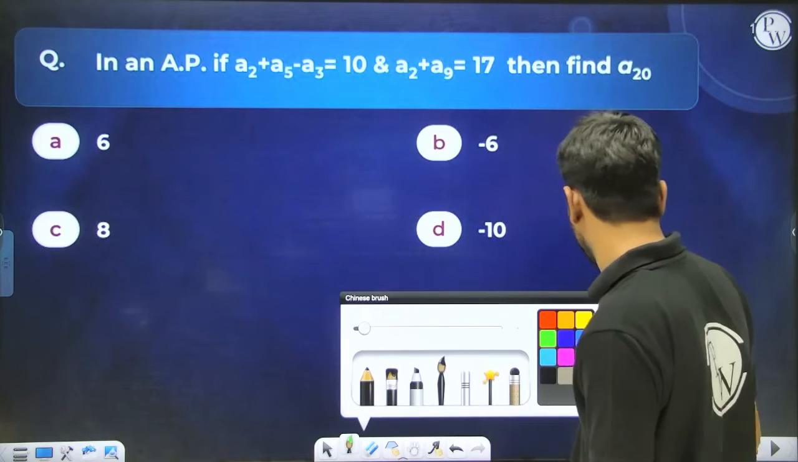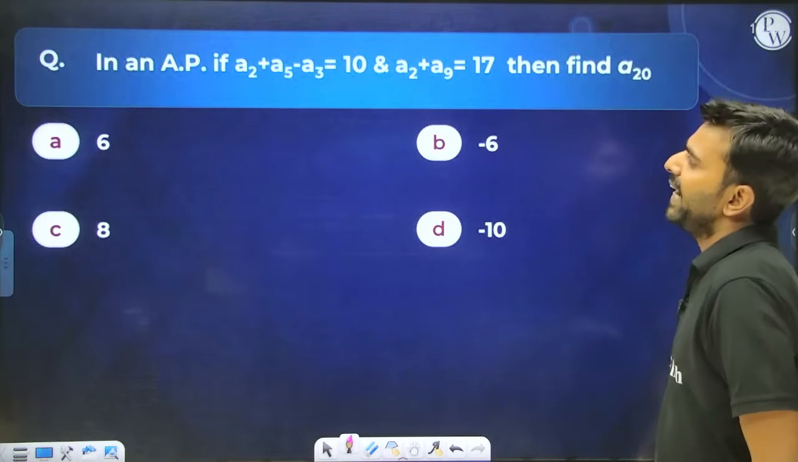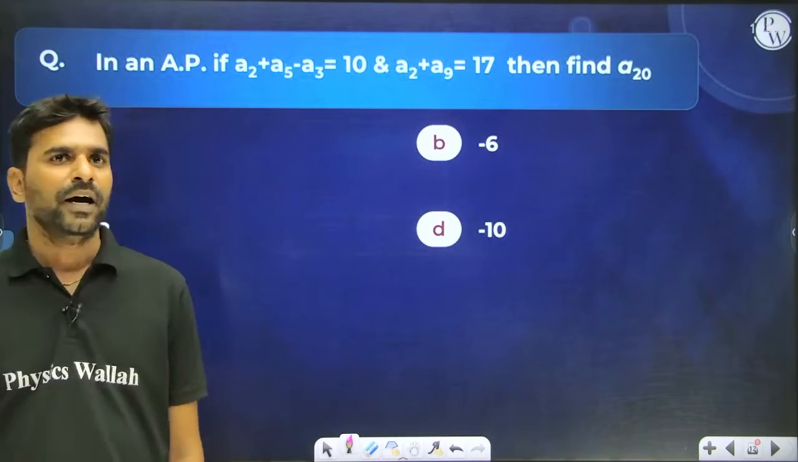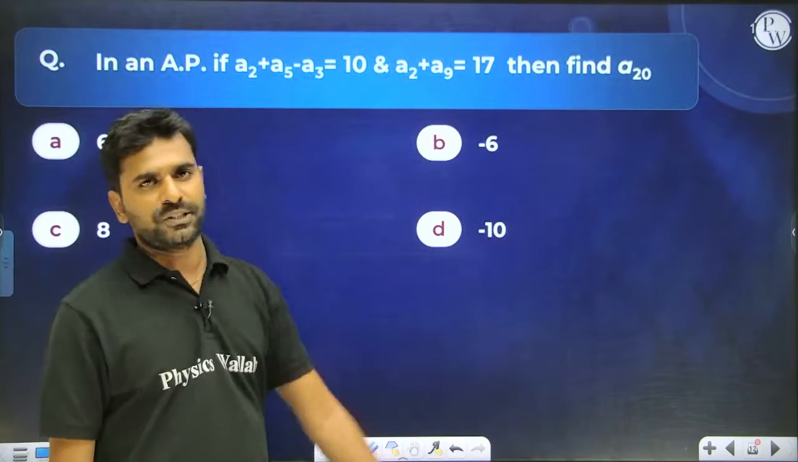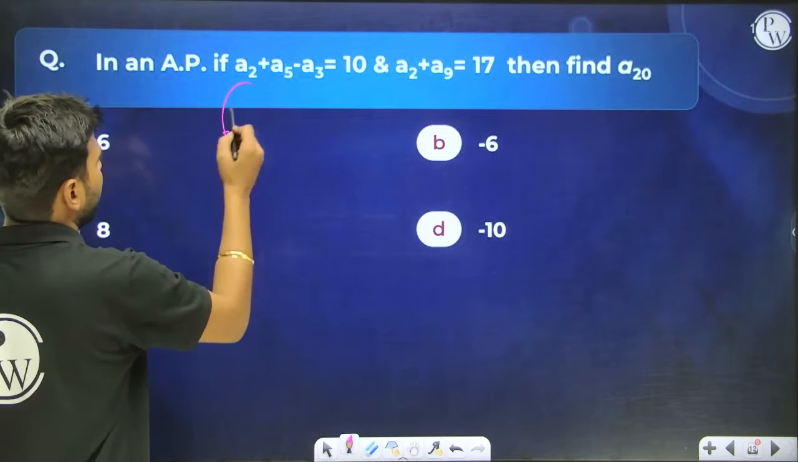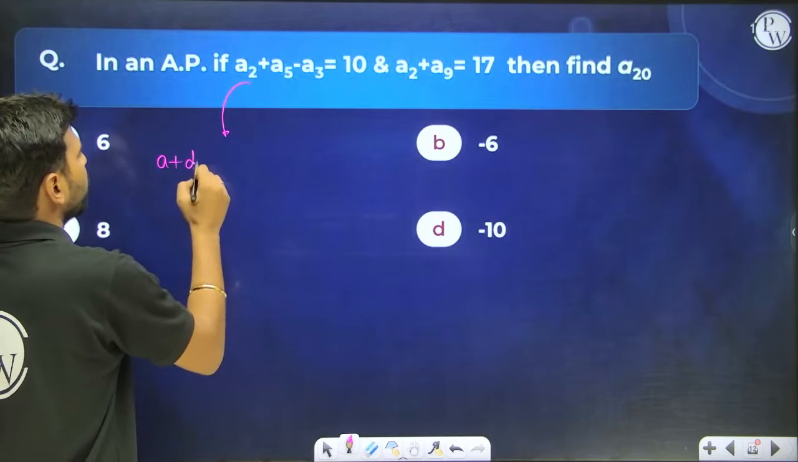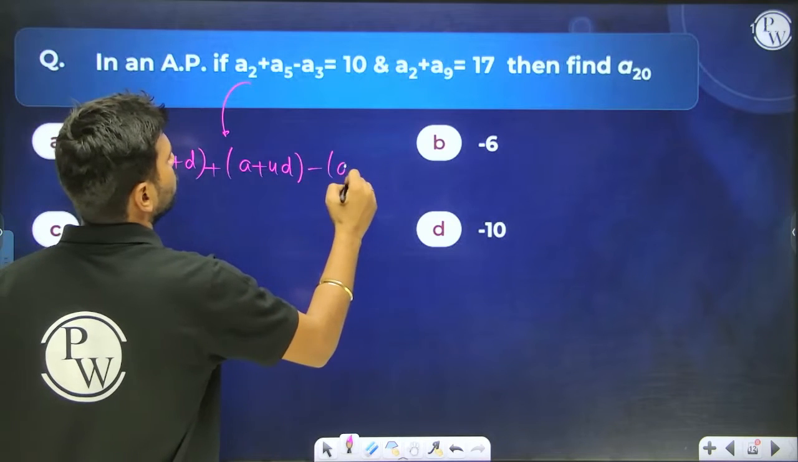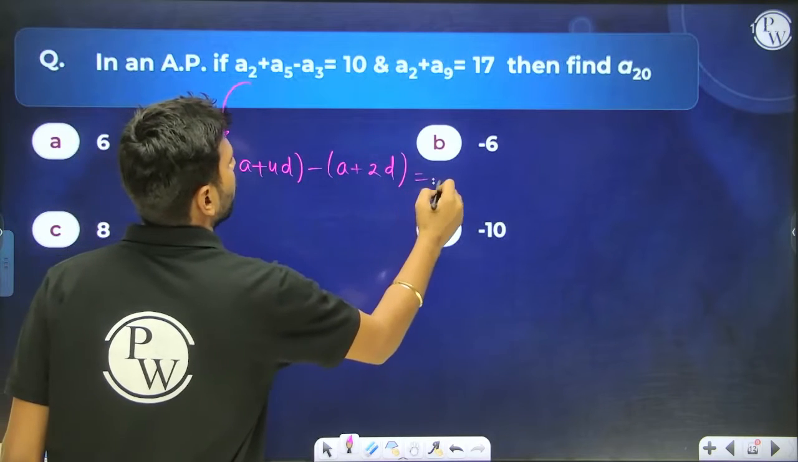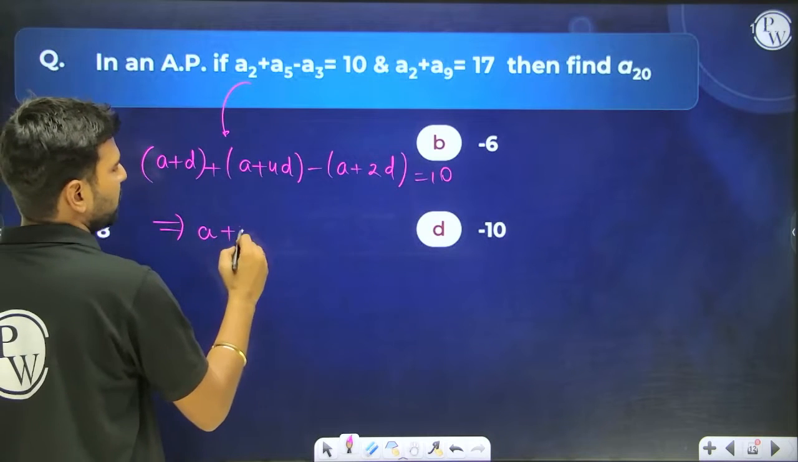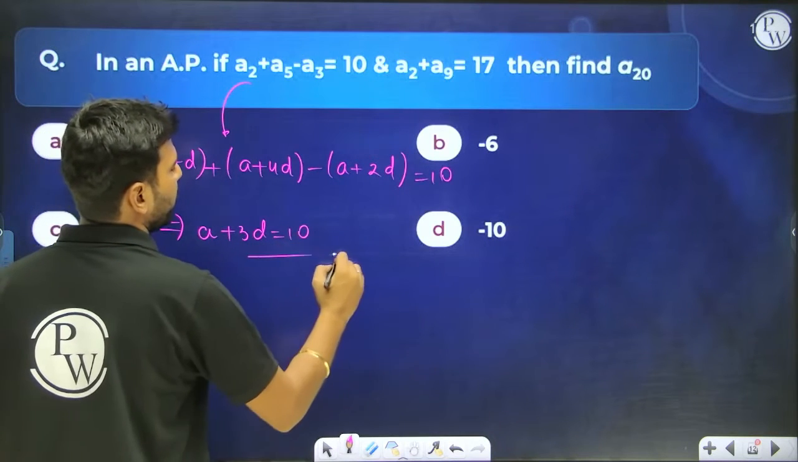Alright, let's do this particular problem, kids. Come on. A2 plus A5 minus A3 equal to 10, if the terms given to you are in an AP, is one thing, and another thing is A2 plus A9 equal to 17 given to you. We need to find out the 20th term of the AP. So if we write down the equation from here, it is going to be a plus d plus a plus 4d minus a plus 2d, and its value is equal to 10 given to me. So here we can say that a plus 3d's value is equal to 10, calling it as equation number 1.